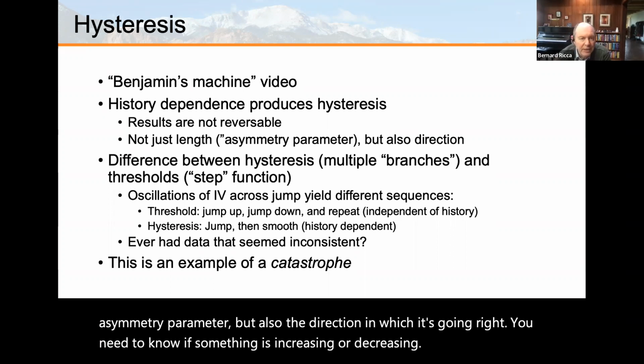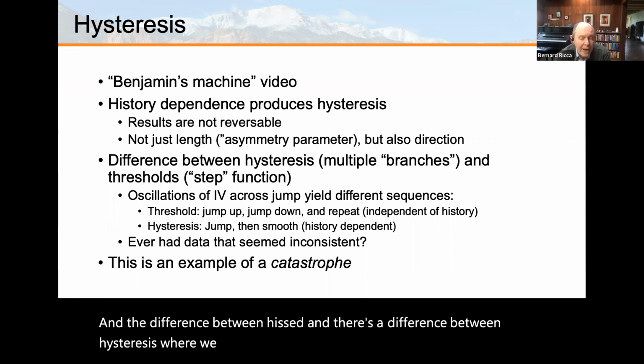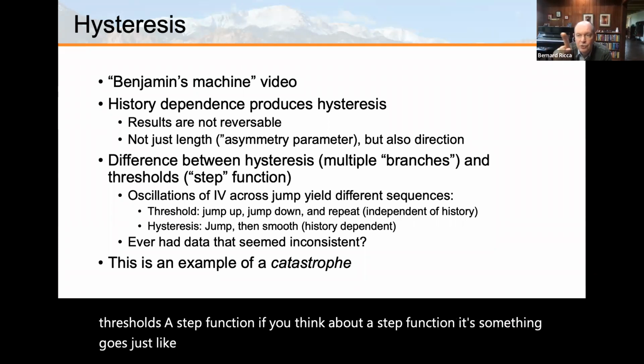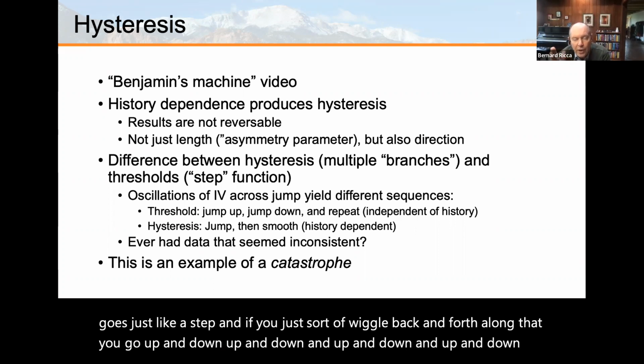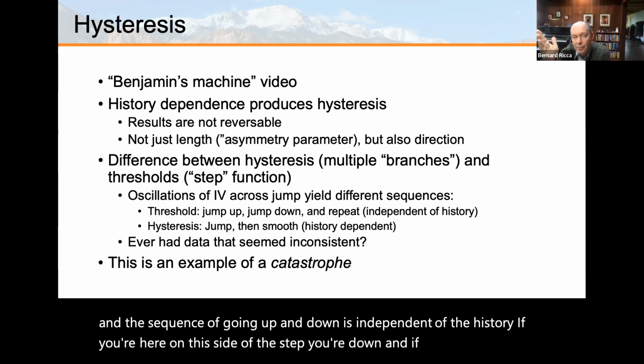And there's a difference between hysteresis, where we have multiple what are called branches, and various thresholds, like a step function. If you think about a step function, it's something that goes just like a step. And if you just sort of wiggle back and forth along that, you go up and down and up and down and up and down. Okay. And the sequence of going up and down is independent of the history. If you're here on this side of the step, you're down. And if you're here on this side of the step, you're up.